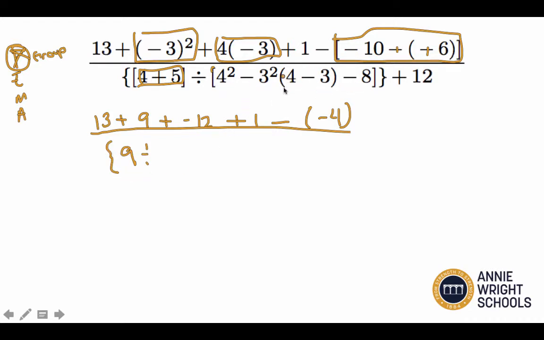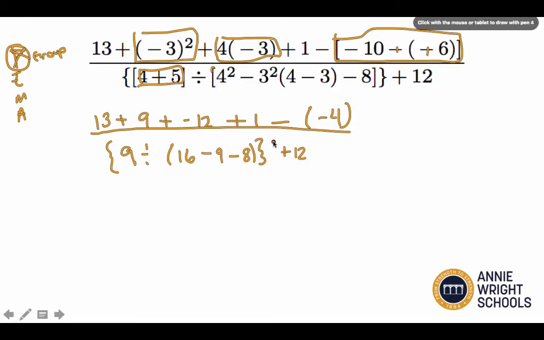I'm going to do this first and get a 1. 4 minus 3 is 1. 1 times anything is itself. So now I have this group. 16 minus 9 minus 8. And all that plus 12.